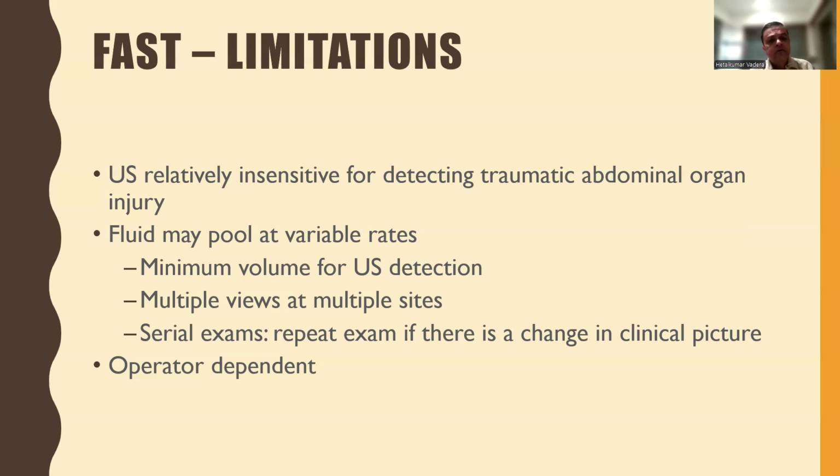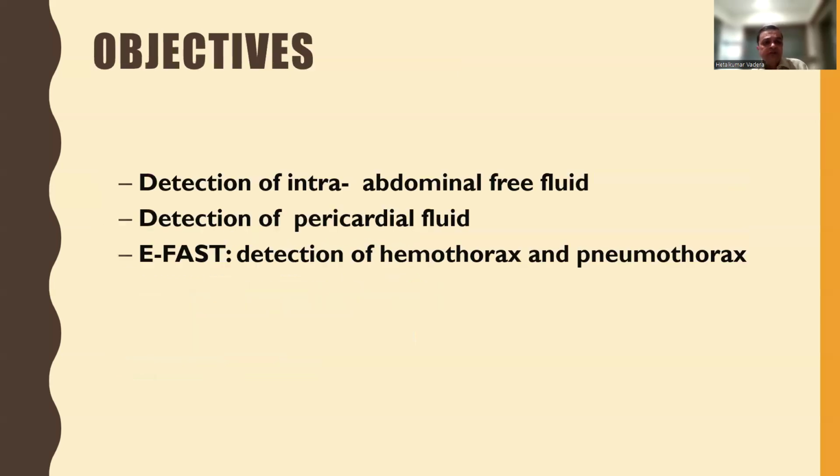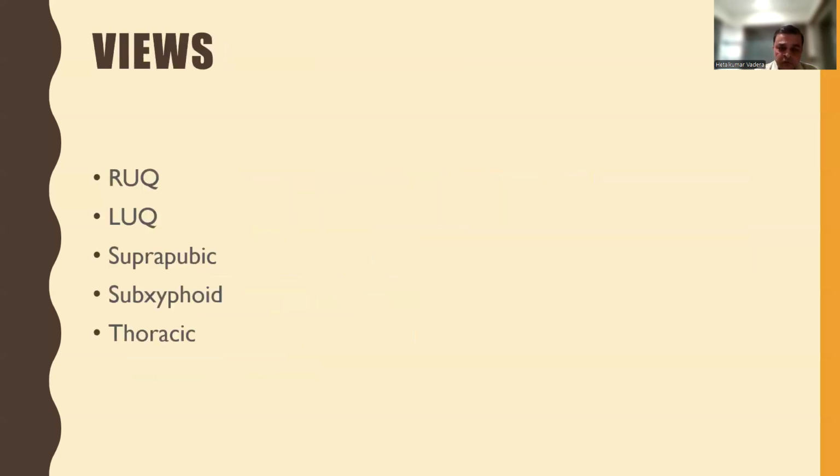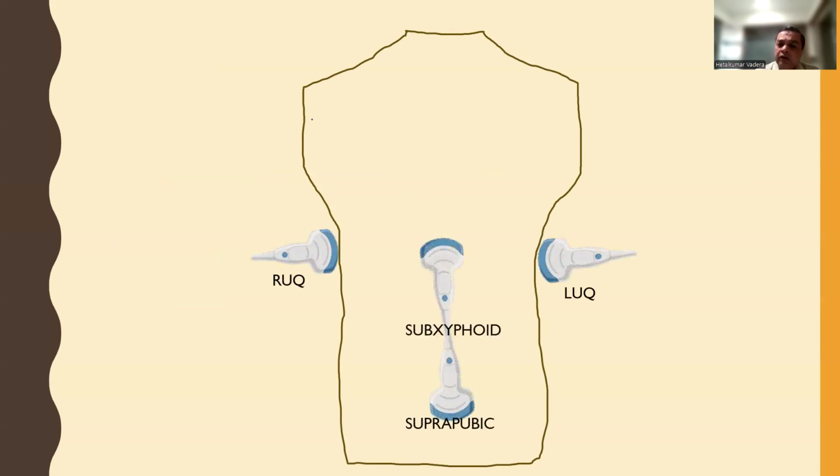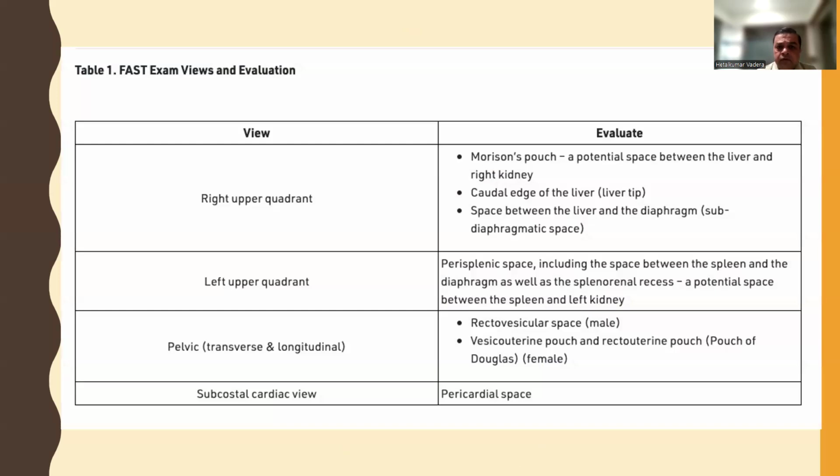We have to take multiple views at multiple sites. Serial examination is required if there is a change in clinical picture, as I said, and it is operator dependent. So the objective is to detect the intra-abdominal free fluid, detection of the pericardial fluid, and detection of hemothorax and pneumothorax. So there are mainly 5 views: right upper quadrant view, that is RUQ, LUQ is left upper quadrant view, suprapubic view, subxiphoid view, and the thoracic views. So we have to examine these areas, right upper quadrant, left upper quadrant, suprapubic, subxiphoid, and both sides for the lung.